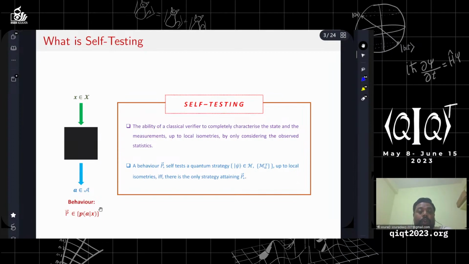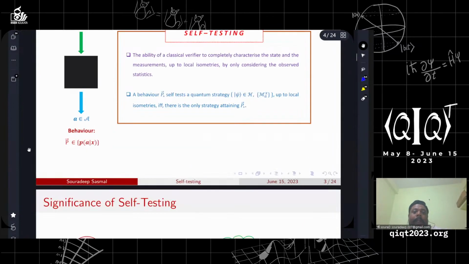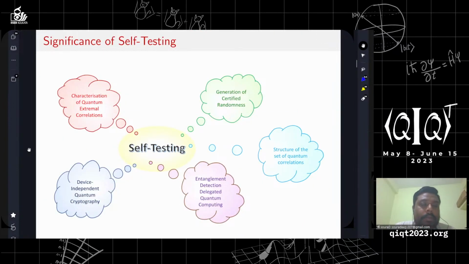But we will show that only by looking into the statistics, we can actually certify what is going on inside this black box. Now, why would we do it? Because in the present day, quantum correlation has very significant applications in a wide range of information processing tasks such as key rate generation, random number generation, or maybe one-to-many key conference, and those kinds of protocols need absolute security.